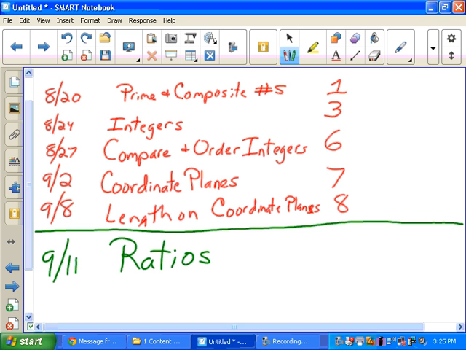We're going to start our ratios on page 9. There are 2 pages of notes on ratios. When you glue them in, make sure you put them in the right order. Part 1 goes on page 9. Part 2 goes on page 10. Pause the video while you glue those in right now.